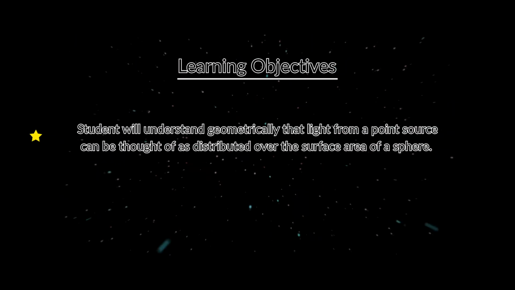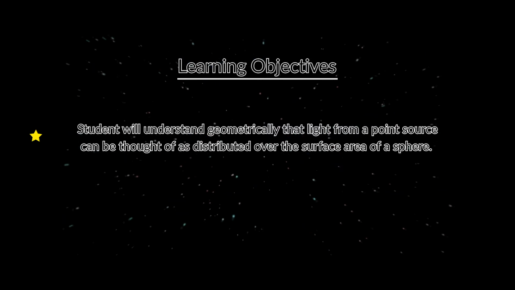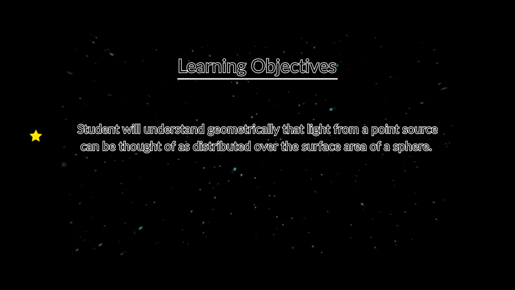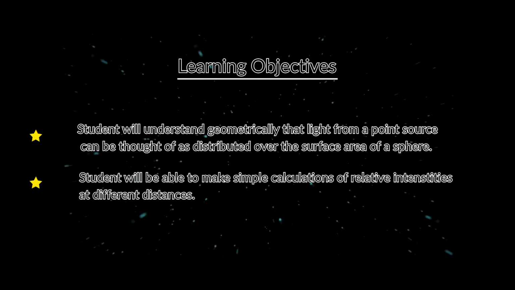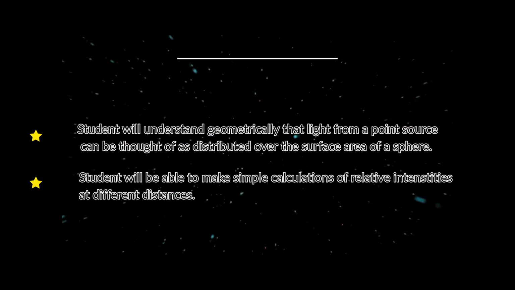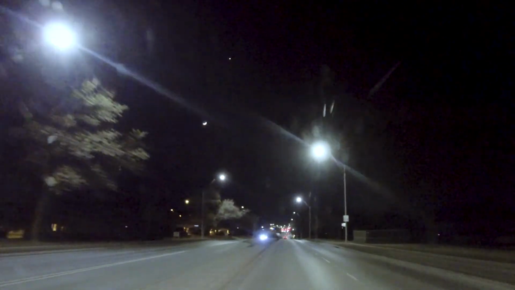Understand geometrically that light from a point source can be thought of as distributed over the surface area of a sphere. Students will be able to make simple calculations of relative intensities at different distances. To begin, let's examine this short video.